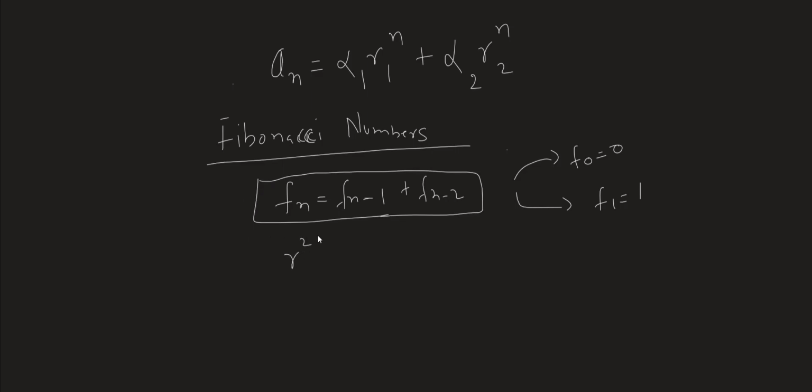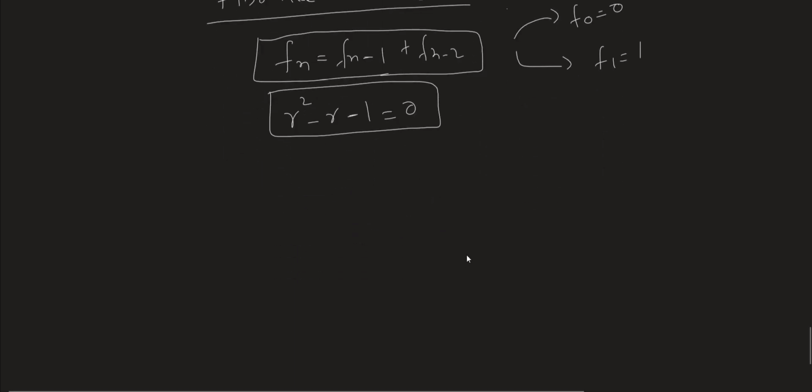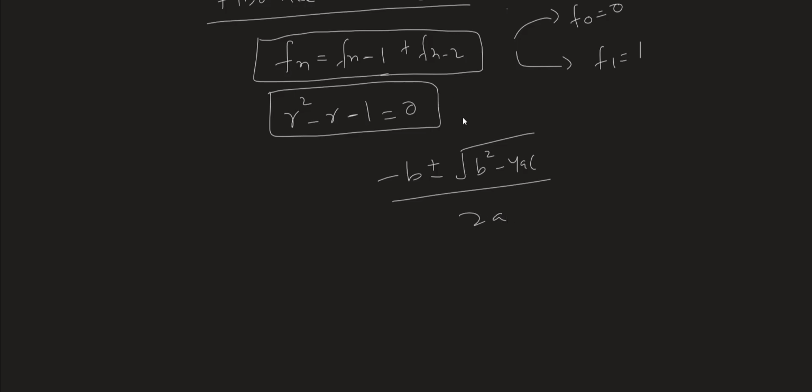r square minus r minus 1 is equal to 0. And again, this is a quadratic equation, so the roots will be obtained using the formula minus b plus minus under root b square minus 4ac by 2a, since this is of the form ax square plus bx plus c is equal to 0. So this is a generalized way of obtaining the roots of this quadratic equation.